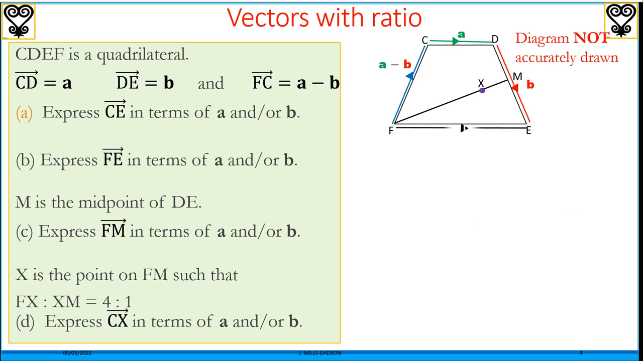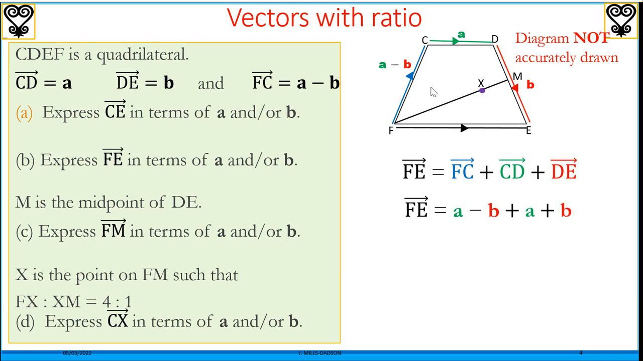FE. This is vector FE. So we're going to go FC plus vector CD plus vector DE. We are going along the same vector direction, so no change of signs. Exactly what you see is what you write, and you simplify. And that gives us 2A.